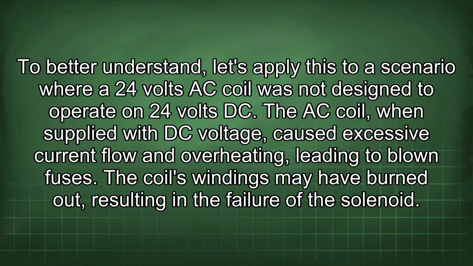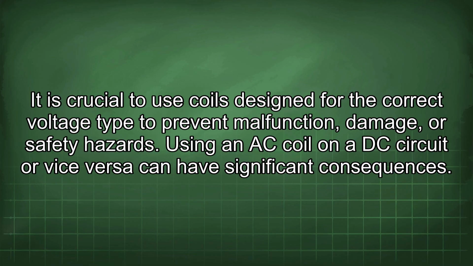To better understand, let's apply this to a scenario where a 24 volts AC coil was not designed to operate on 24 volts DC. The AC coil, when supplied with DC voltage, caused excessive current flow and overheating, leading to blown fuses. The coil's windings may have burned out, resulting in the failure of the solenoid. It is crucial to use coils designed for the correct voltage type to prevent malfunction, damage, or safety hazards. Using an AC coil on a DC circuit or vice versa can have significant consequences.